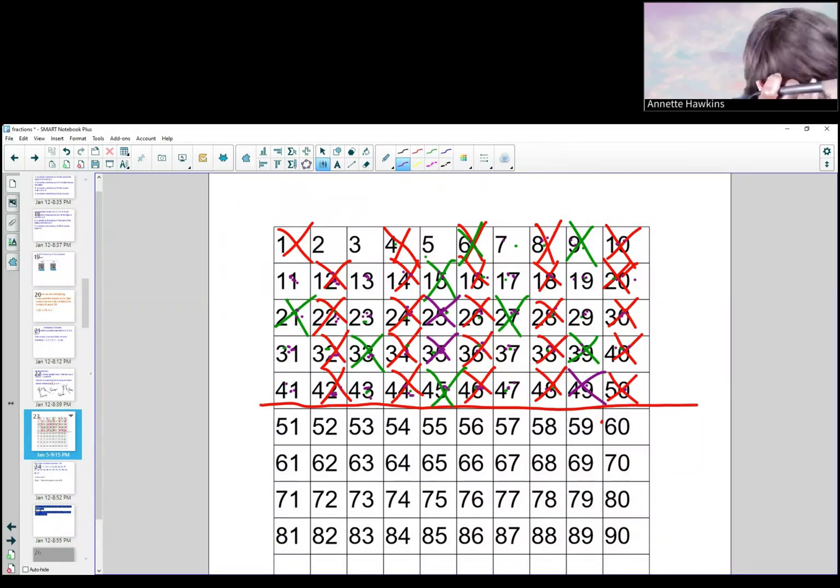All right, 13 is prime. So we're going to cross out all numbers that 13 will divide, okay? So that's every 13th number. 1, 2, 3, 4, 5, 6, 7, 8, 9, 10, 11, 12, 13. All right. So I think that we have all of the prime numbers.